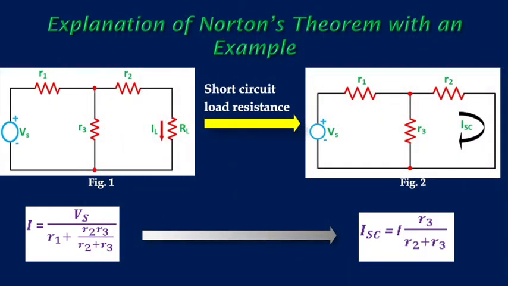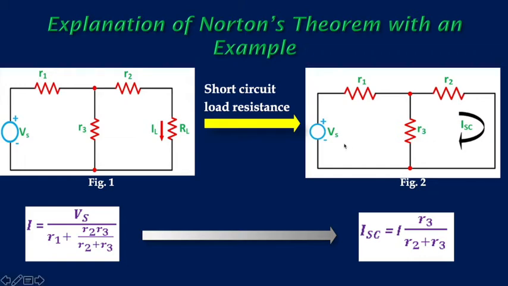Next slide. Explanation of Norton's theorem with an example. To understand Norton's theorem in detail, let us consider the circuit diagram given. We have to find the current through RL. You start by removing the load resistance from the circuit. The load terminals have to be short circuited as shown in the figure. Now find the short circuit current ISC flowing through the shorted load terminals using conventional network analysis methods.